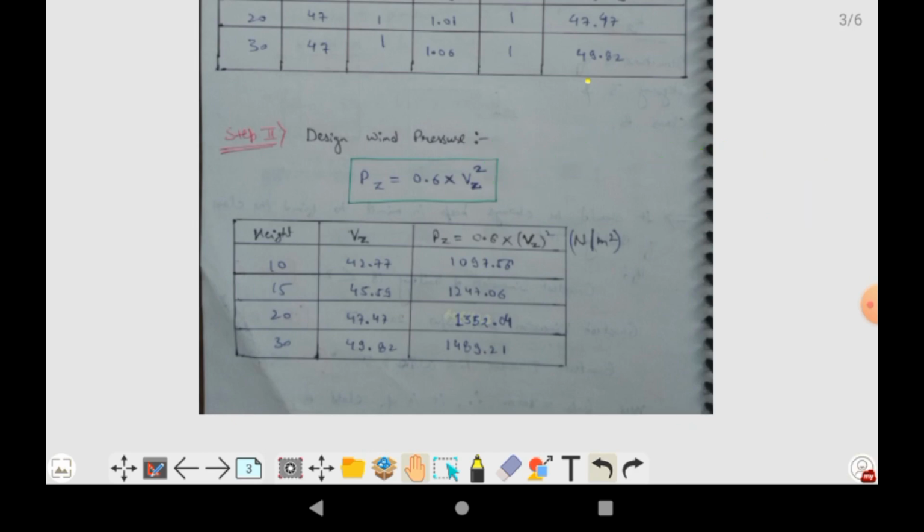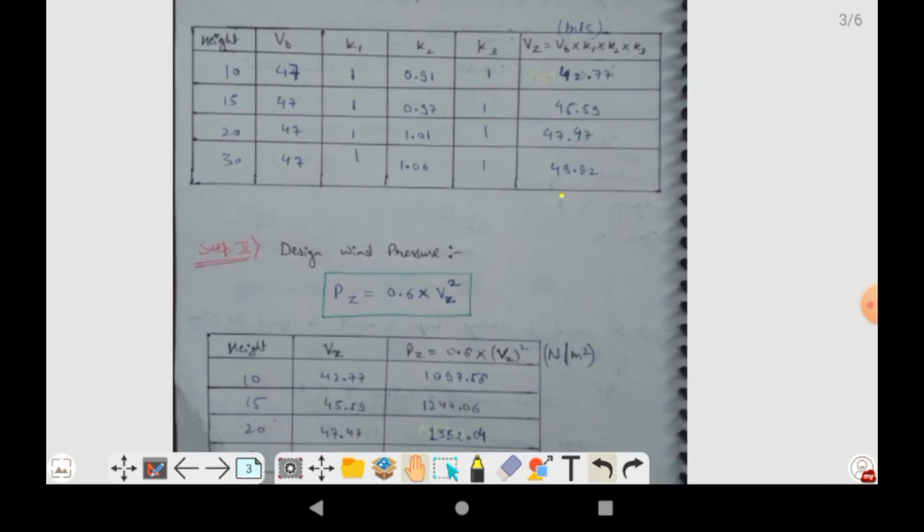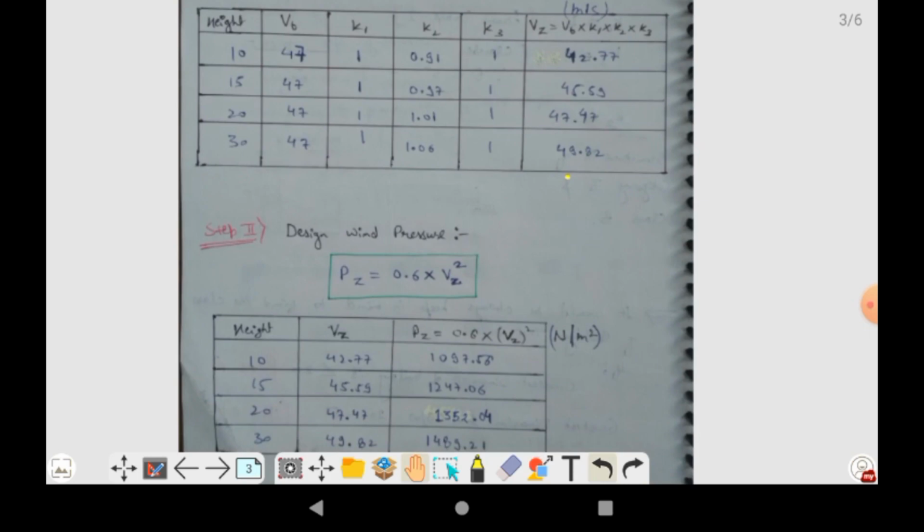Here you can see that we can't find a single value of Vz, because the value of Vz keeps varying, which we can see from the above table. So for a particular height we need to find the design wind pressure. Now we will just take the value of Vz from the table that is given above.